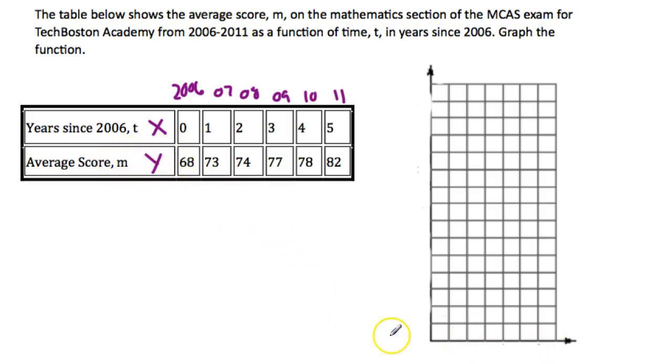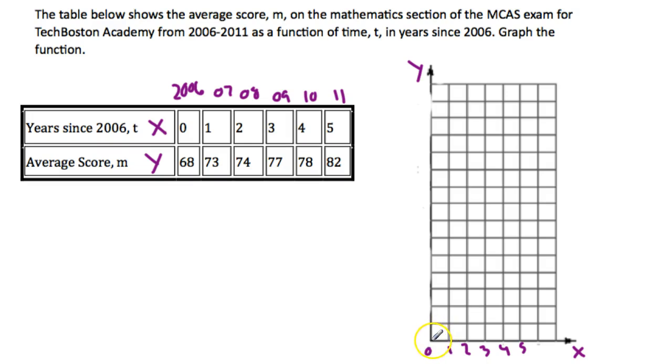Alright, so it looks like the x values will fit nicely. We got 0, 1, 2, 3, 4, 5. There you go. We don't need any more. But now, the y's are going to go up to 82. Right, so if I count by ones, 1, 2, 3, 4, 5, 6, 7, 8, 9, 10, 11, 12, 13, 14, 15, right? There's not enough to go all the way up to 82.